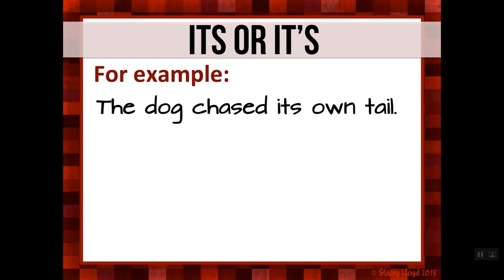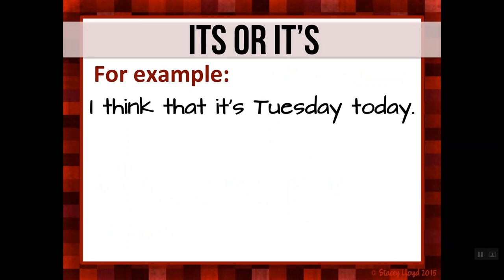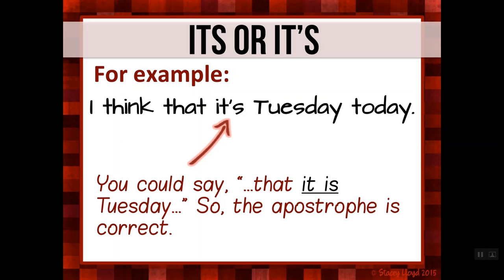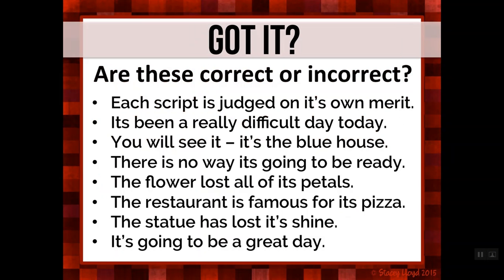So, the dog chased its own tail. You wouldn't say the dog chased it is own tail, so its is correct. I think that it's Tuesday today. You could say that it is Tuesday, so the apostrophe is correct. Are these correct or incorrect? Okay, I'll read them out, then I'll give you 10 seconds to check your understanding. Do it yourself. I'm going to read these out, and you try to figure out which ones are right and which ones are wrong.